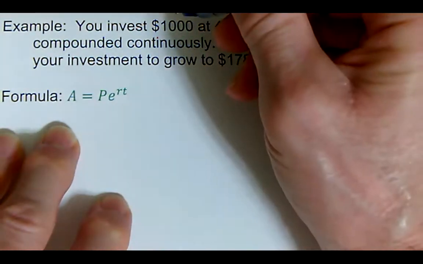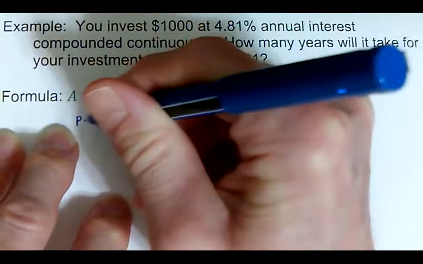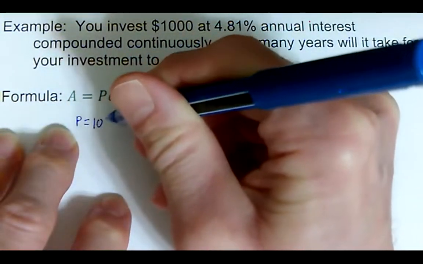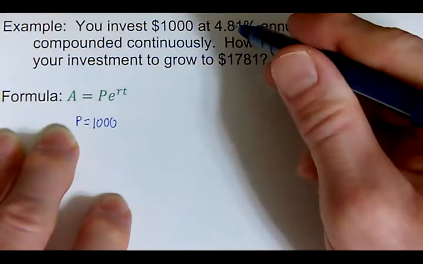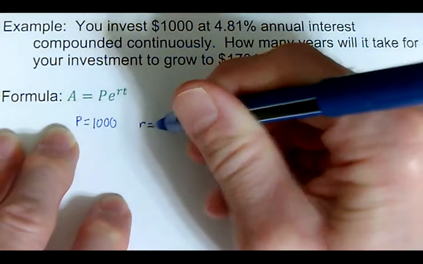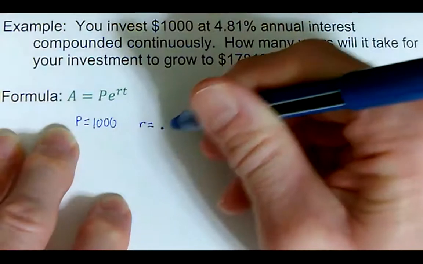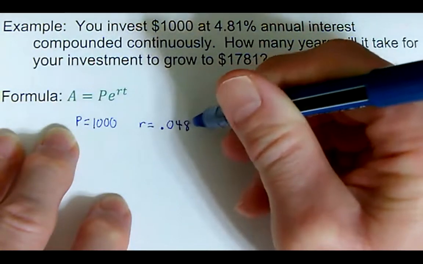The $1,000 is the amount you invest. So that's your principal. This is the interest rate. Again, we have to convert it to a decimal. That would be 0.0481.